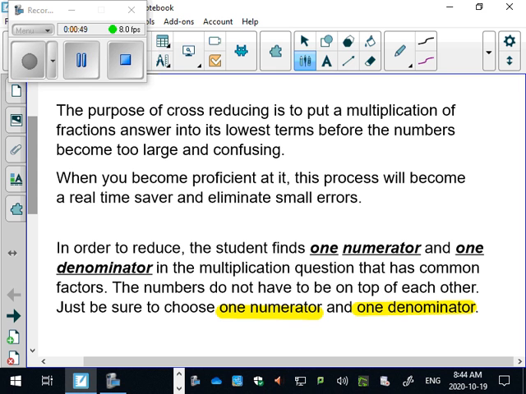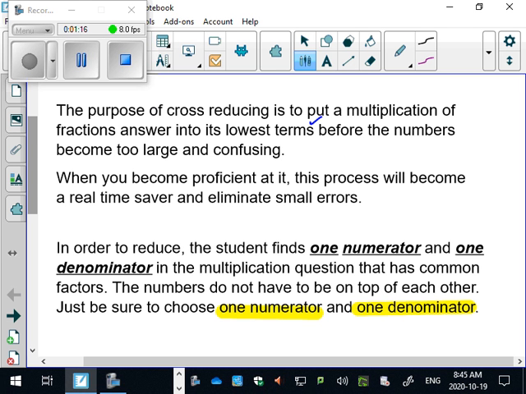Anyhow, for the note, the purpose of cross reducing is to put it into its lowest terms. So before you even start to multiply it all out, we reduce it right in the question, and that means when you get to an end answer, you don't have to reduce to lowest terms. And while you're doing larger questions, it makes the numbers you're using easier.